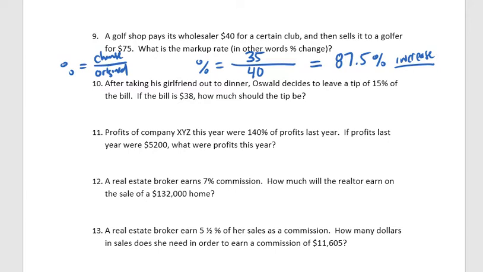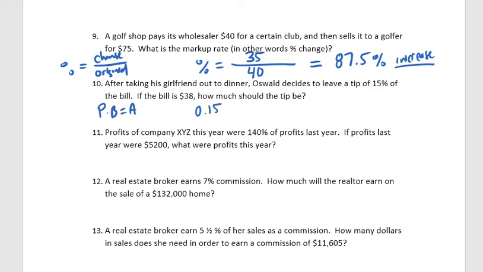All right, next question we're taking a look at is 10. After taking his girlfriend out to dinner, Oswald decides to leave a 15% tip on the bill. If the bill is $38, how much should the tip be? So now we're not asked for the total bill, we're just asking for the tip here. So this is a PBA question, percent times base equals amount. The percent we're looking for is 15%, so I'm going to write that as a decimal, 0.15.